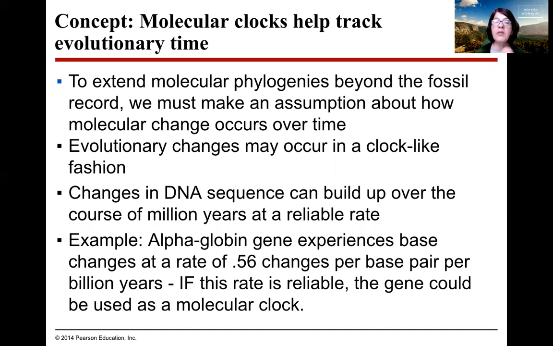And if you remember, I showed you a phylogenetic tree for the globin genes that build hemoglobin, myoglobin, and fetal hemoglobin. The alpha globin gene is one such molecular clock. It experiences base changes at a rate of 0.56 changes per base pair per billion years. So by determining the differences in alpha globin genes between organisms, we can determine when was the last time they had a common ancestor, because we can calculate how many changes there are.